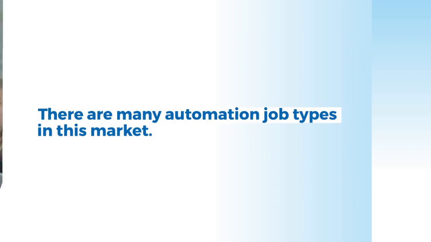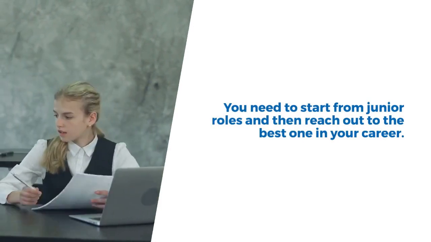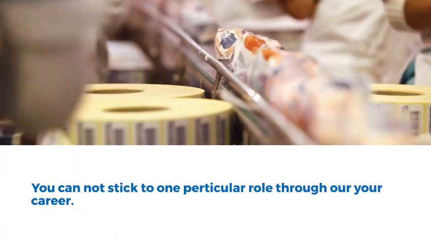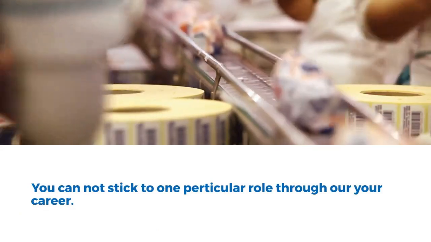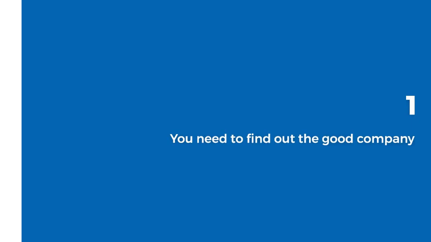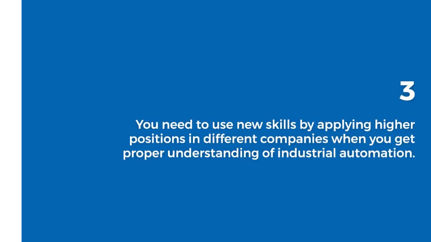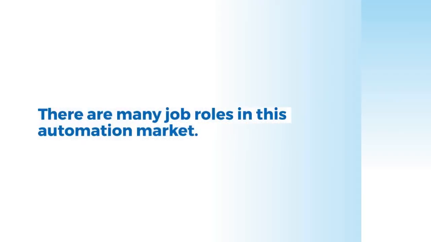There are so many automation job types in this market. You need to start from the junior ones and reach the best one in your career. You cannot stick to one particular role throughout your career. You should have career goals, and to achieve those goals, you need to follow some steps. First, you need to find one particular good company. Second, you need to learn new things over a period of time. Third, you need to use those skills by applying for higher positions in different companies when you get a proper understanding of industrial automation.